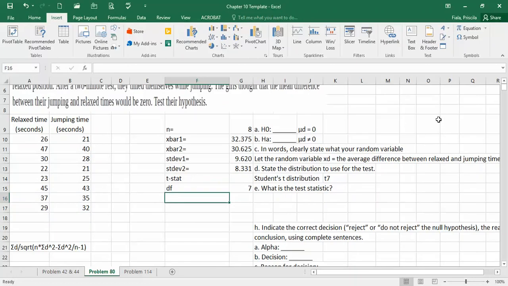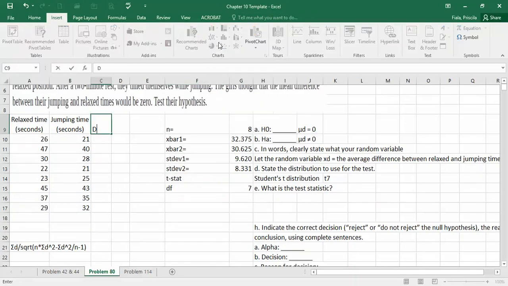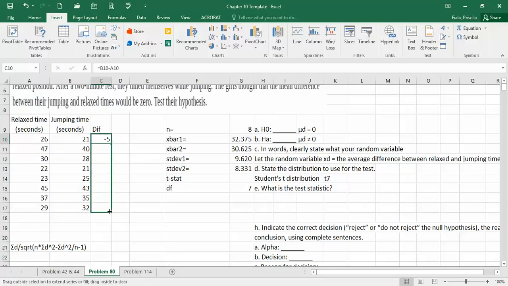It looks more confusing, and it's going to get more confusing, so the best way I found is for you to do the difference of these two values right here. So do the difference of the jumping time and then the relaxed time, and you can drag this down. You just see how it turns into a little black cross, and I drag it down so it copies the formula down.